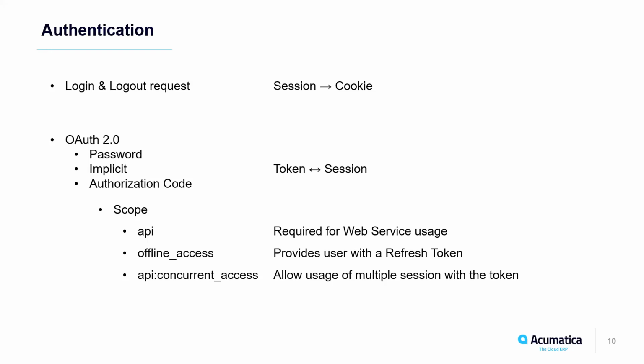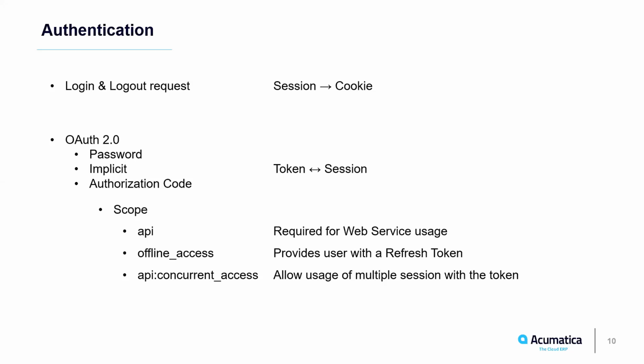Now with the scopes, like I mentioned, we had three scopes. We have the API scope, the offline access scope, and the API concurrent access. The API scope is required if you want to be able to perform any API requests.